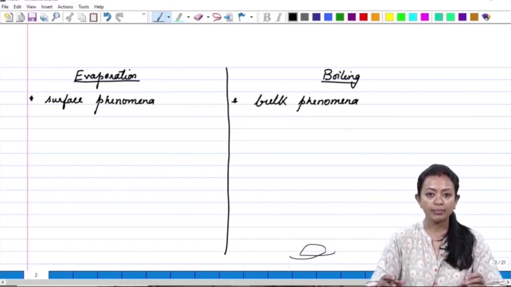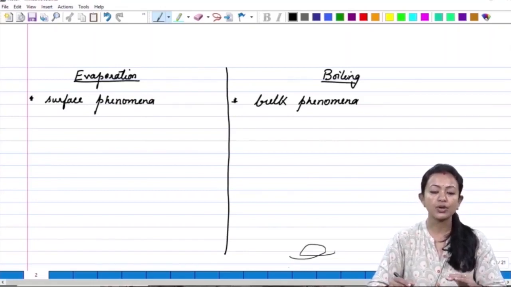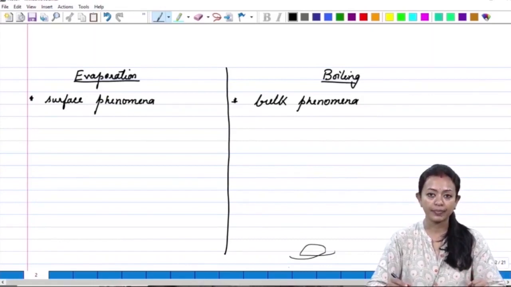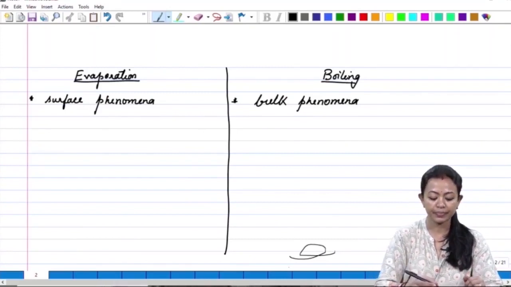Because it happens throughout the system, throughout all the particles, that's why we term it a bulk phenomenon. But in case of evaporation, it just happens with the topmost layer. It is only the topmost layer particles that absorb the energy from the surroundings and convert themselves from the liquid state to the vapor state.